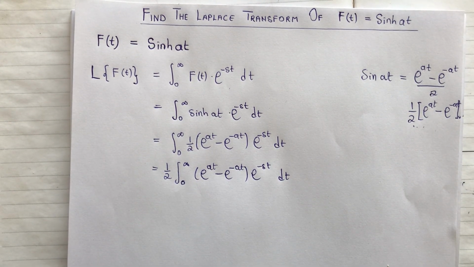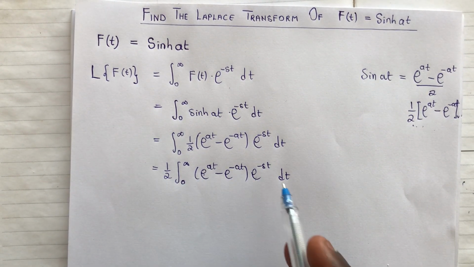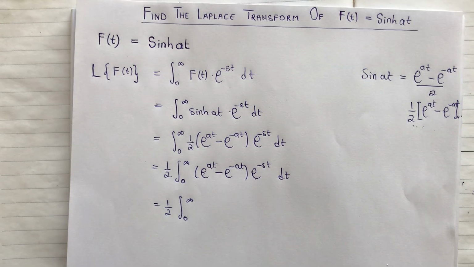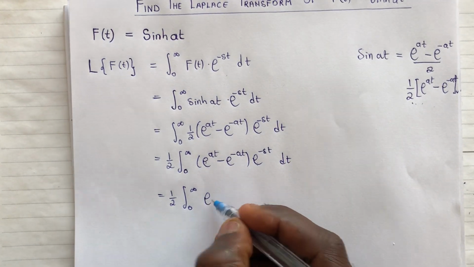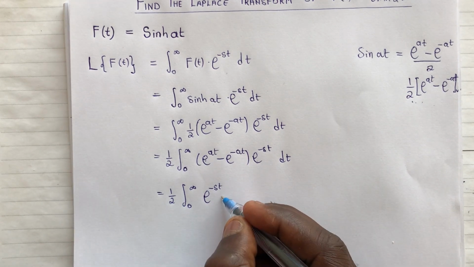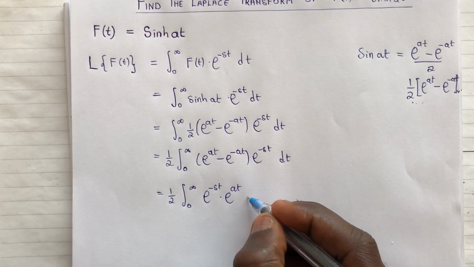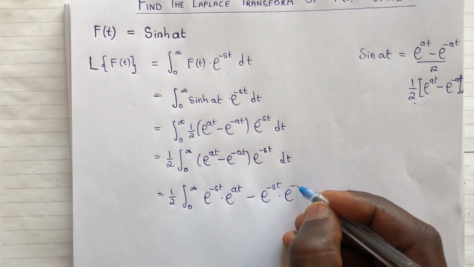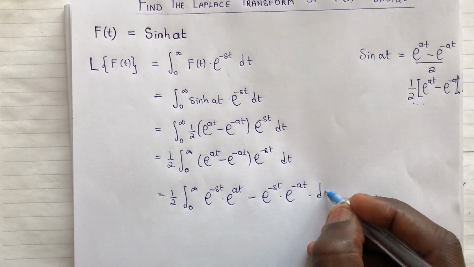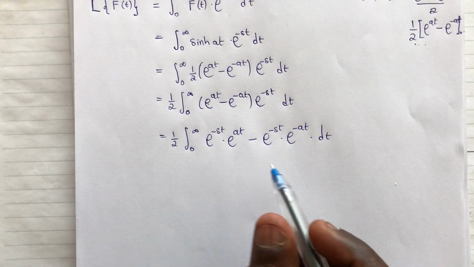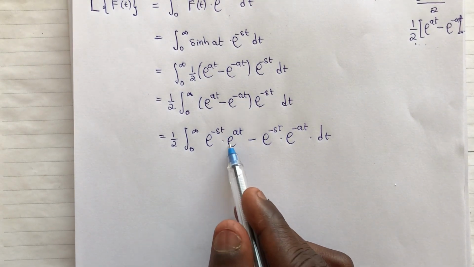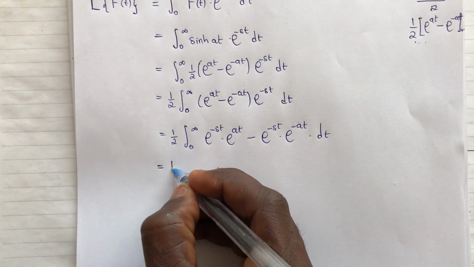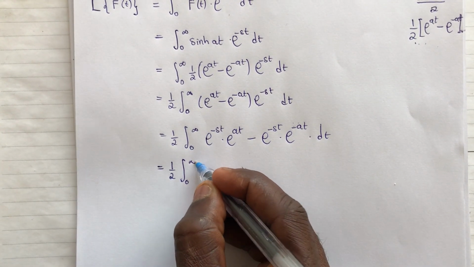We expand by removing brackets, using this to multiply, and this to multiply. So we have 1 over 2 times the integral from 0 to infinity of e^(-st) times e^at, minus e^(-st) times e^(-at), all multiplied by dt. Okay, so from there we can now work on the powers of e. So this is the same as 1 over 2 times the integral from 0 to infinity.